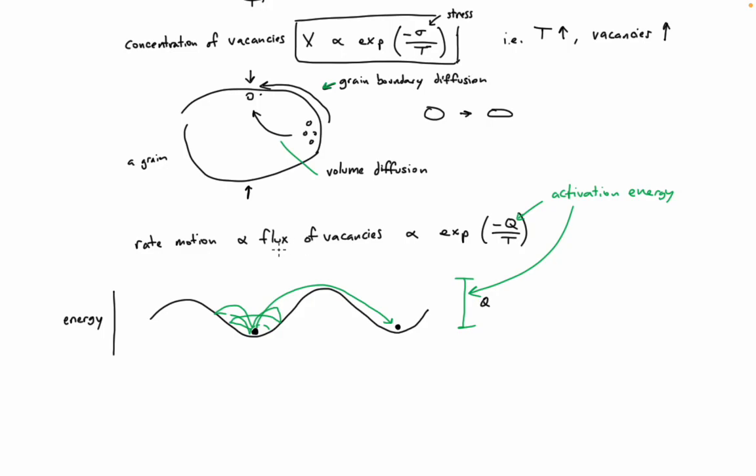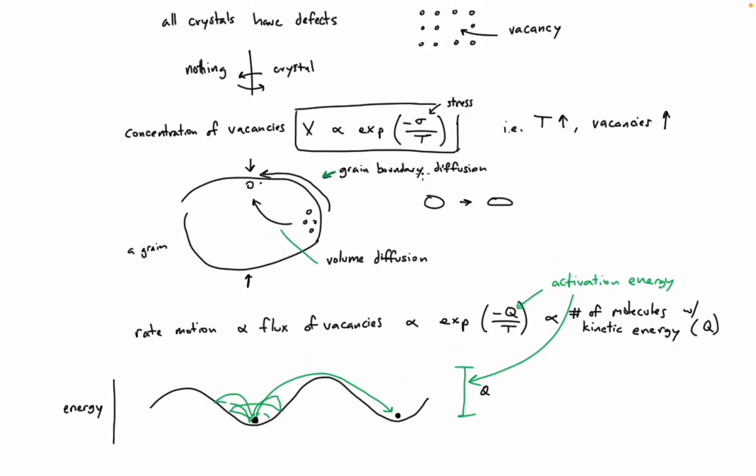So the rate of motion is proportional to the flux of vacancies. Another way of saying this is it's proportional to the number of molecules with a certain kinetic energy. That's what the Q is: a certain amount of energy that could allow them to move to a different state. So I got into a little bit of detail related to solids, but I wanted to do that because of some of these connections with things we've talked about earlier.